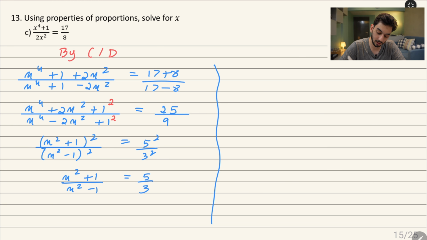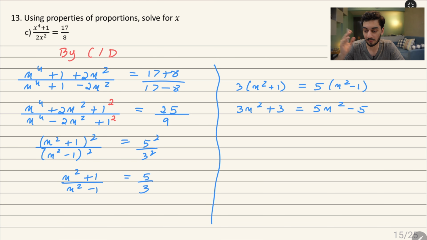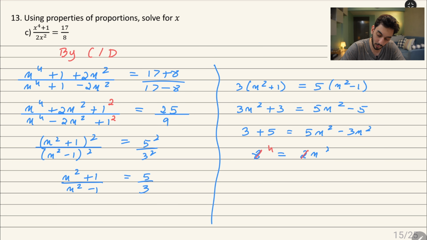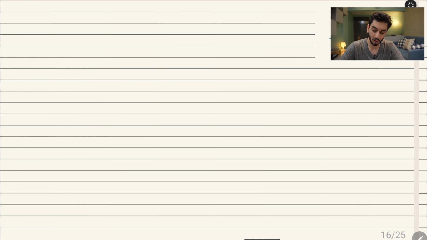The 3 goes to the other side, the x square minus 1 goes to the other side. So it is 3 times x square plus 1 is equal to 5 times x square minus 1. Opening up the brackets, 3x square plus 3 is equal to 5x square minus 5. All the numbers on one side, variables on the other side. So 3 plus 5 is equal to 5x square minus 3x square. 3 plus 5 is 8 is equal to 2x square. 2 times 1 and 2 times 4. So x square is equal to 4, which means x would be equal to plus or minus 2, and that is my answer.